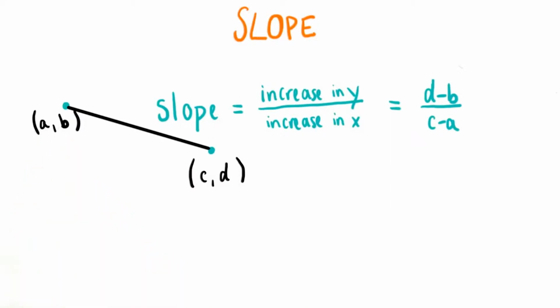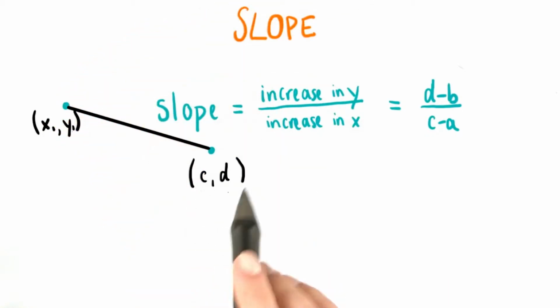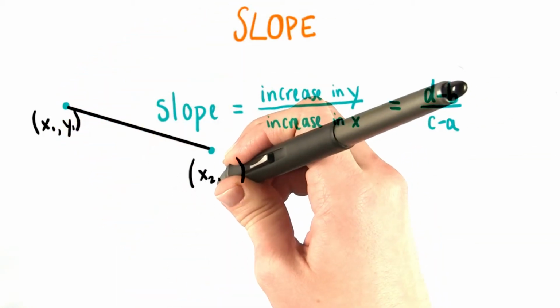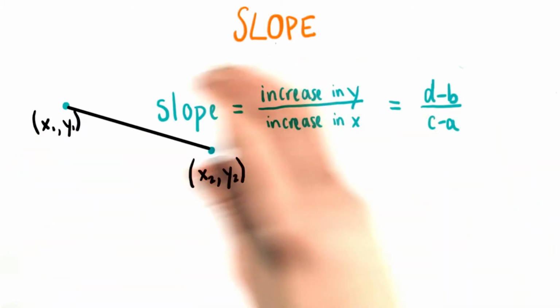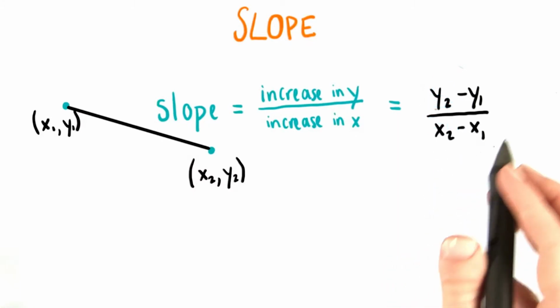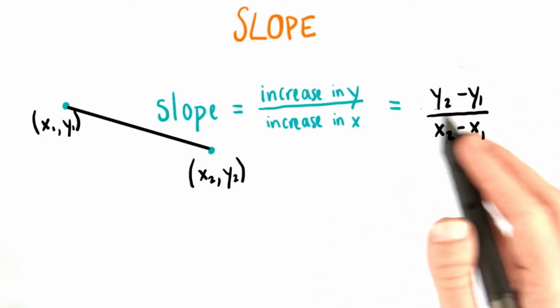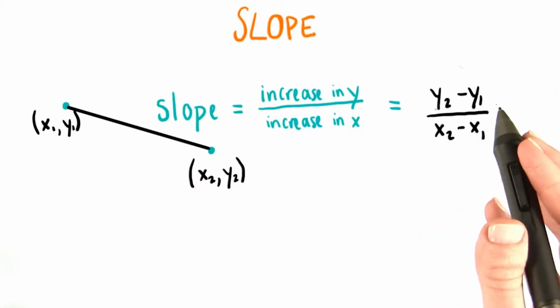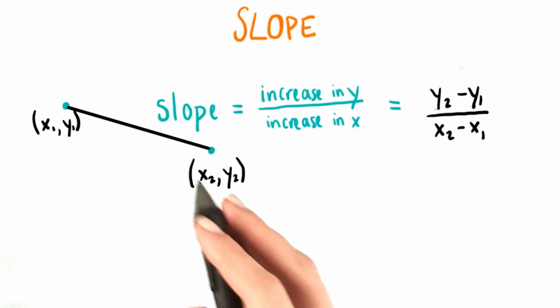Instead of A, B, I'm going to call this coordinate x1, y1, and this point is going to become x2, y2. Using this new notation, we can change our formula for slope. I like this form much better. To me, it's way more clear now that this quantity on top is the difference between two y coordinates, and this one in the denominator is the difference between our two x coordinates.